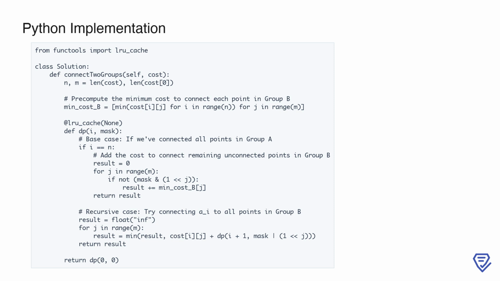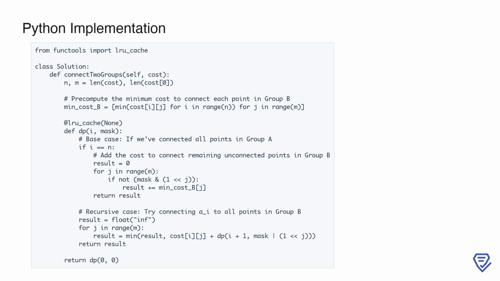The DP function is defined with memoization, using lru_cache, to avoid redundant computations. It takes two parameters, i, the current index in group A, and mask, a bit mask representing which points in group B are already connected. The function computes the minimum cost recursively. The base case occurs when all points in group A have been processed, i equals n. At this point, we iterate over all unconnected points in group B, determined by the bit mask, and add their minimum connection cost to the result.